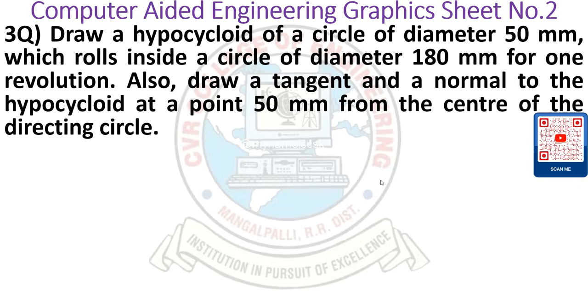So what is meant by hypocycloid? Whenever I say hypocycloid, there is a larger circle. Inside the larger circle, one more circle rolls inside, and here we are interested only in one revolution. This smaller circle rolls approximately 4 revolutions, but we are interested only in one revolution, and we have to generate the solution only for one revolution. We have to trace how it is rolling for the one revolution.